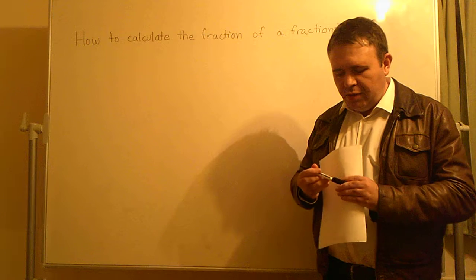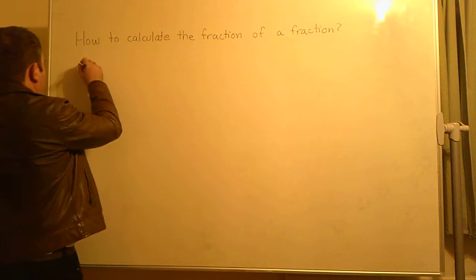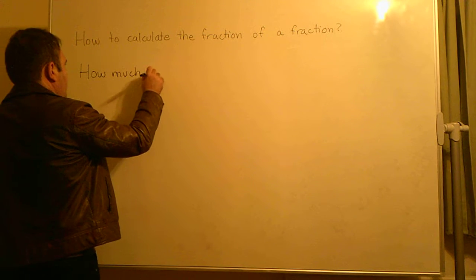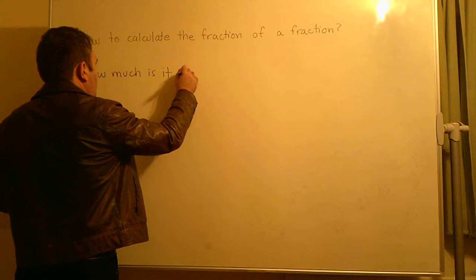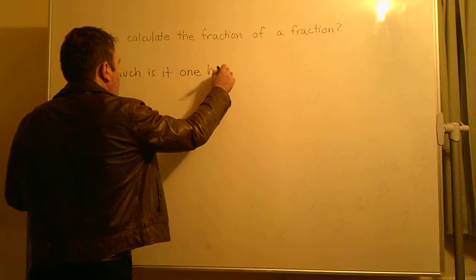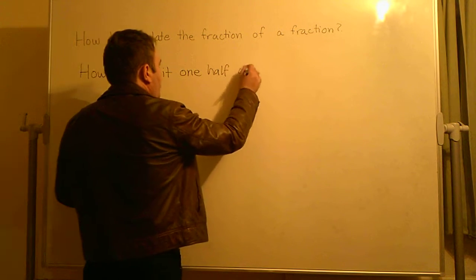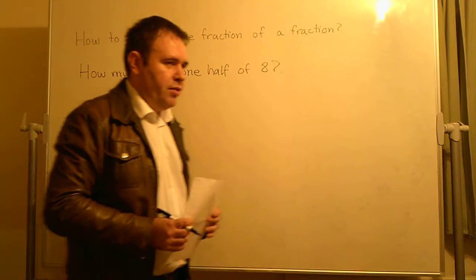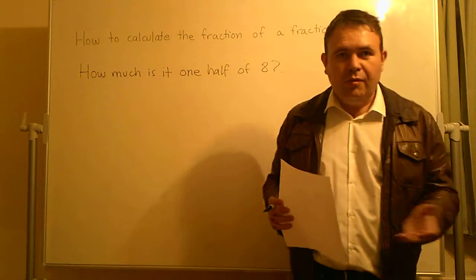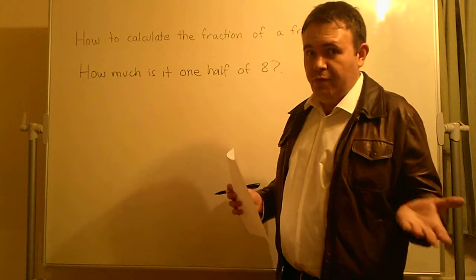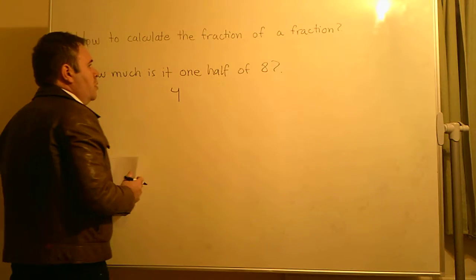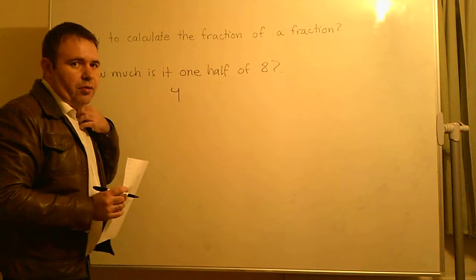So for instance, let's say that I say to you, how much is 1/2 of 8? How much is 1/2 of 8? Well, you are going to think, what a stupid question. It is obviously 4, yeah? So you will think, well, obviously it is 4. But how do we get to this result?